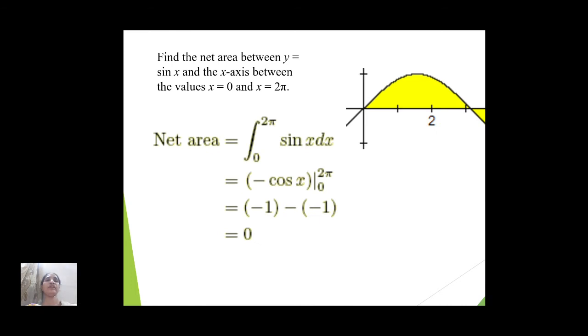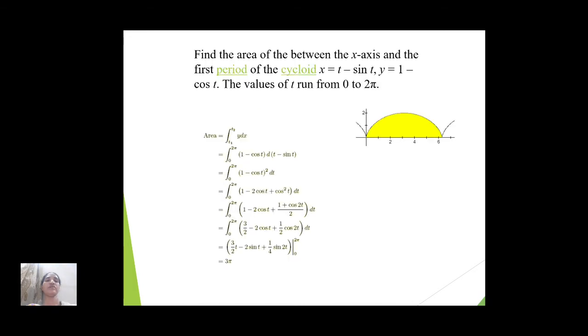Next, find the area between y equal sin x and the x-axis between the values x equal to 0 and x equal to 2 pi. So area equal to integral 0 to 2 pi sin x dx, integral sin x minus cos x, limits 0 to 2 pi, then minus cos 2 pi, minus of minus cos 0. Cos 2 pi equal to 1, but minus cos 2 pi minus 1, minus of minus 1, 0.